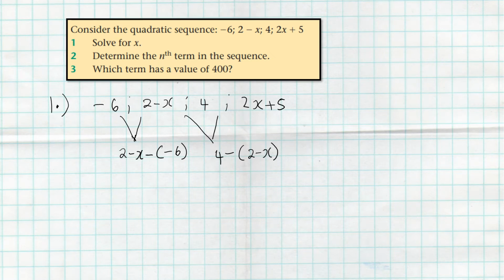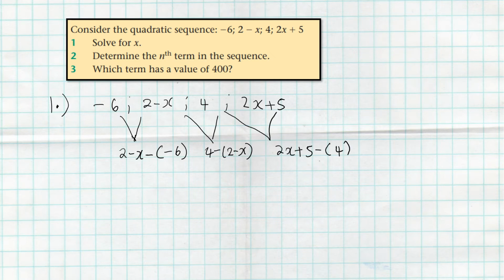Sorry about this line. Okay, let me put this on properly. 4 minus into 2 minus x, and here it's going to be 2x plus 5 minus into 4.